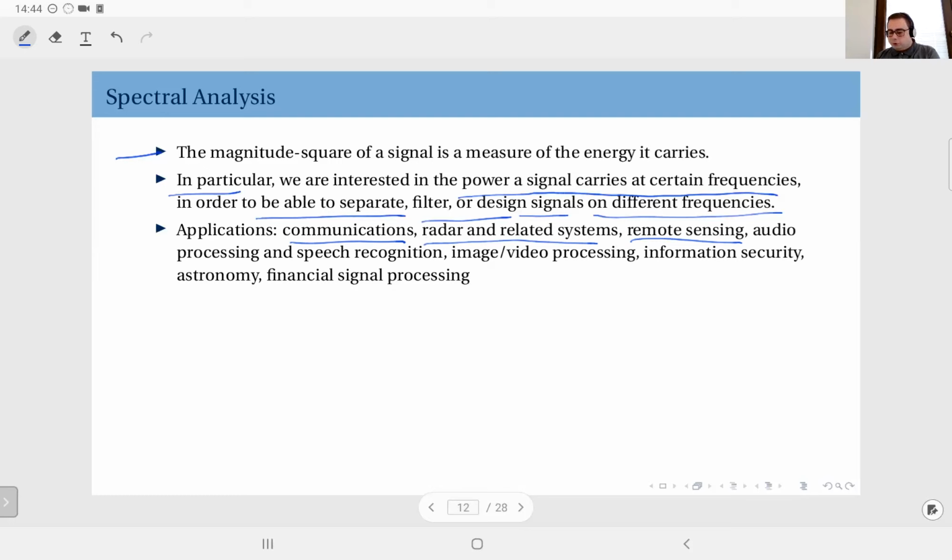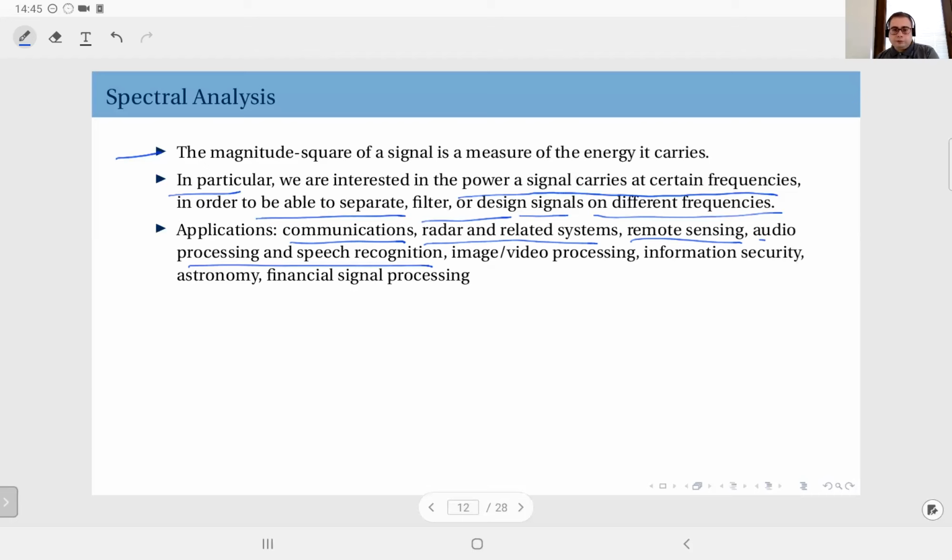Clearly, there is also audio processing and speech recognition, an obvious application, because the spectrum of a voice signal or sound signal is going to carry information about the source of the sound. Or you can process any given sound signal. Maybe you would like to make it clearer, change it in a certain way, amplify certain frequencies, or correct it.